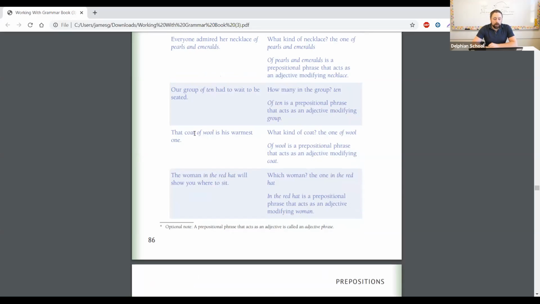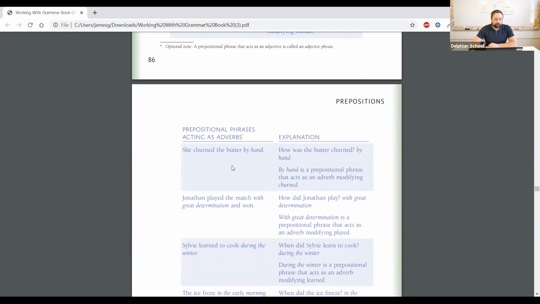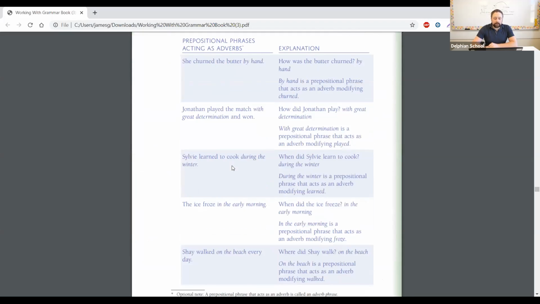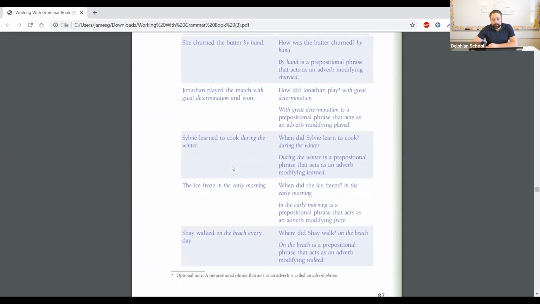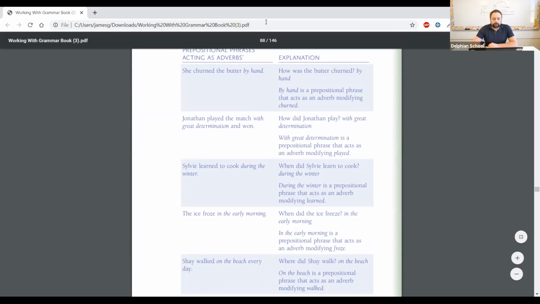That coat of wool is his warmest one. The woman in the red hat will show you where to sit. She churned the butter by hand. How is the butter churned? By hand. So there's a lot more examples here. If you get this textbook from heronbooks.com, there's a lot more examples there that you can read through.